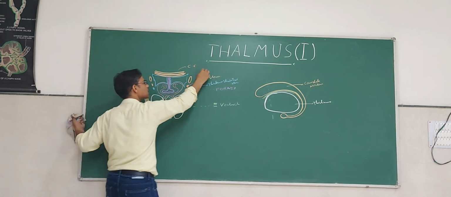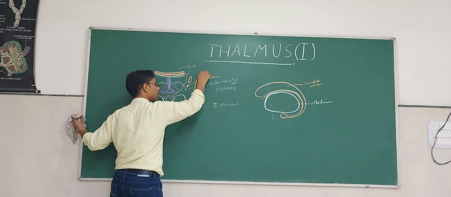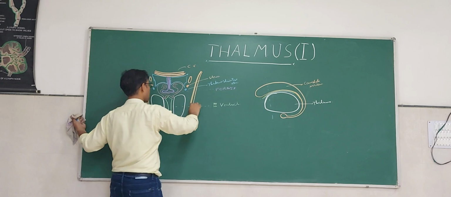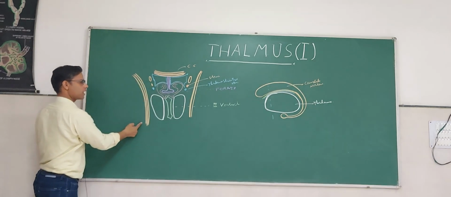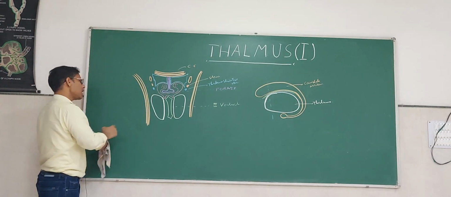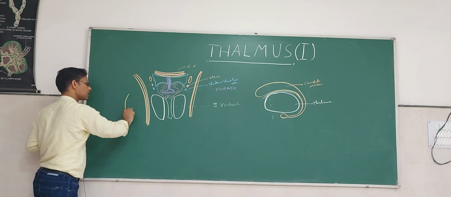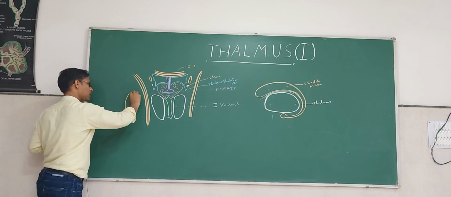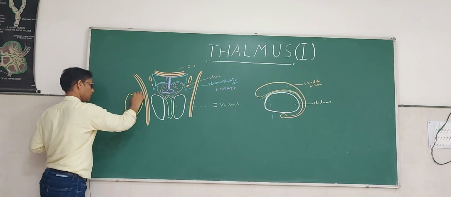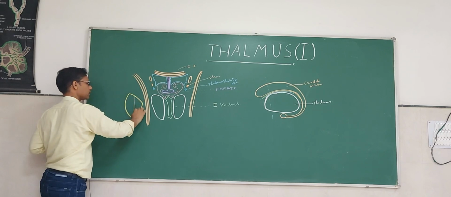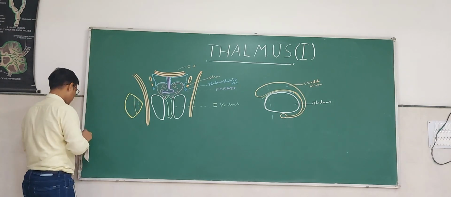and this part is known as the internal capsule. The internal capsule has an anterior limb like this, a genu, and a posterior limb. The posterior limb separates the lentiform nucleus from the thalamus. Okay, I can draw much more, but I think that's enough to show the relation of this one.